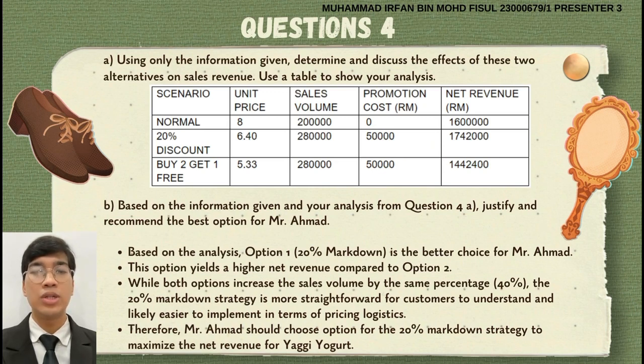Let's start now. Question 4a. Using only the information given, determine and discuss the effects of these two alternatives on sales revenue. Use a table to show your analysis. Okay, let's see our answer.